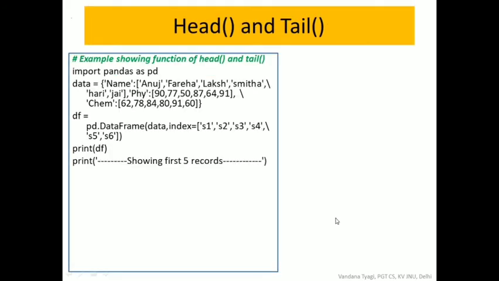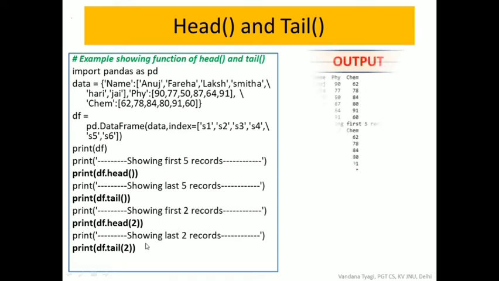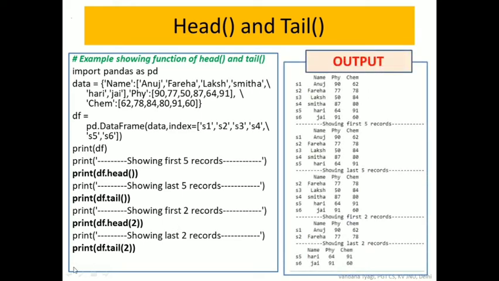So this is the way we are creating a data frame. I'm showing the first 5 records. That means df is my data frame object. So we simply write df.head and no arguments are passed. For the last 5 records, we simply write df.tail with no arguments. But if you want to show the first 2 records, you will write head(2). If we want to show the last 2 records, we will write tail(2). Let's see what my output is here.